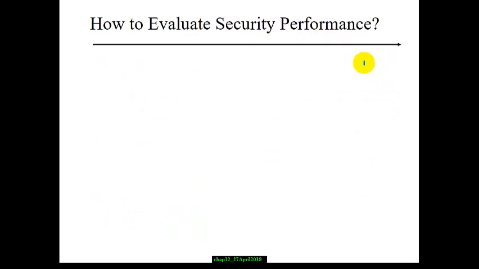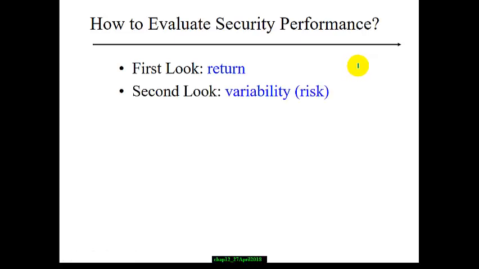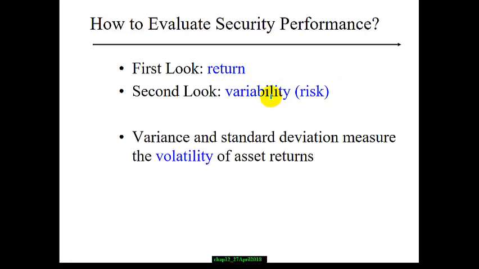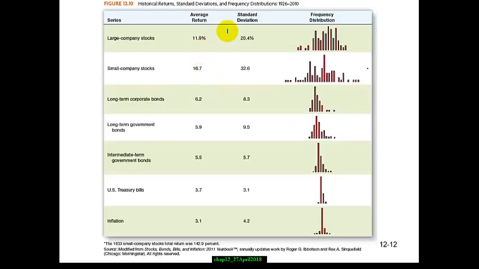Now let's go back to security performance evaluation. Remember we mentioned that there are two measures. One is return, or average return. The other one is the measure of risk. The measure of risk is called standard deviation. We will go to the calculation in a minute. Let's now take a look at the standard deviation reported.